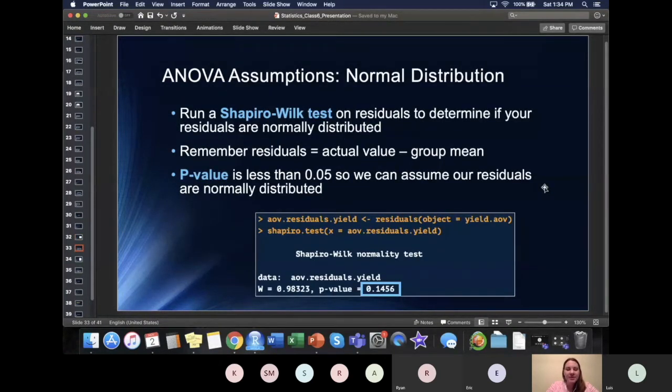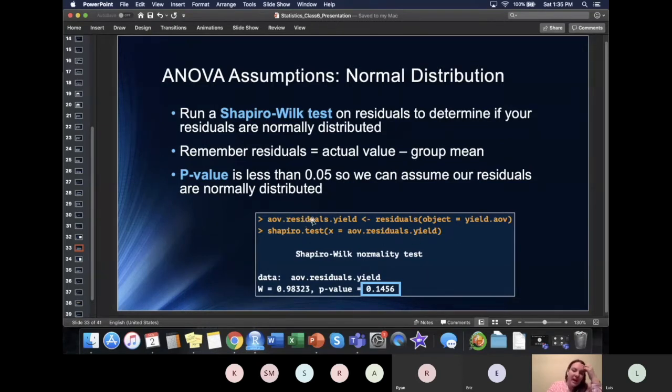So we said normally distributed. That is also our residuals being normally distributed. That is a requirement for this test as well. So residuals are the actual value minus the group mean. What we would do is something called a Shapiro-Wilk test. I believe we actually went over this before. So we're running that Shapiro-Wilk normality test here. And this is the code we would do to run it.